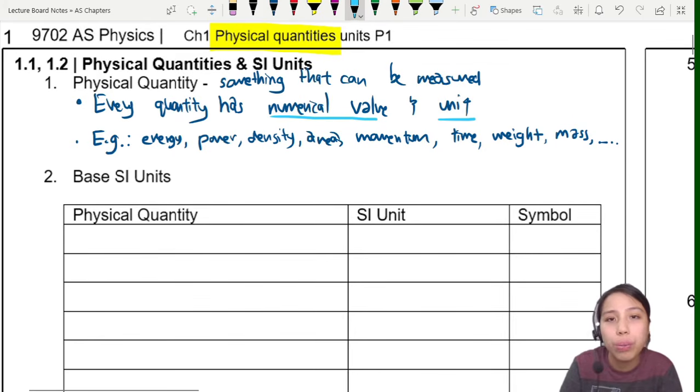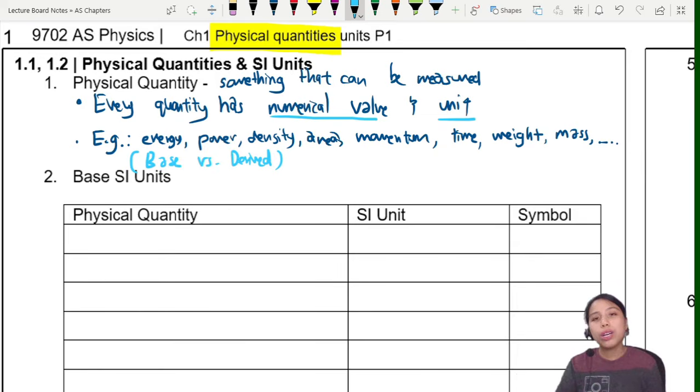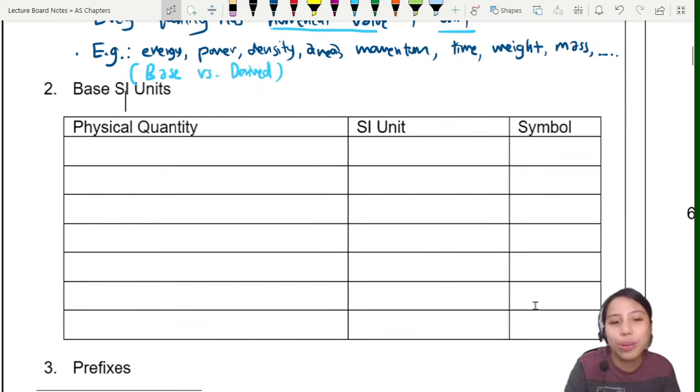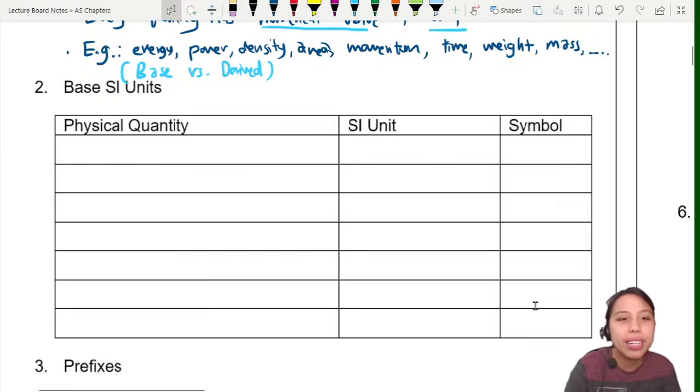There are going to be two types that we're learning. Later, Miss Lee will be showing you the types of quantities, but there are two. One is called base quantities, and the other is called derived quantities. We're going to focus more on base quantities and base SI units specifically. So this is one you've got to memorize, okay? There's no loophole around it. Base SI units, there are, I think, seven.